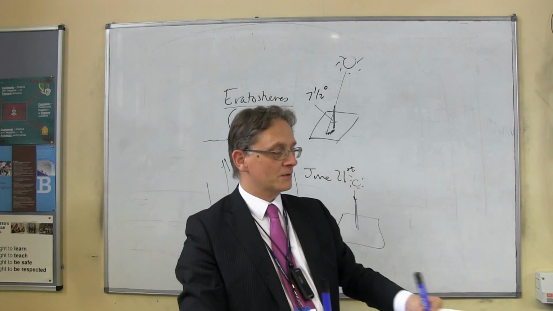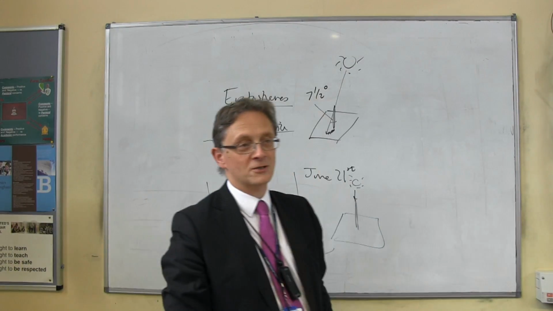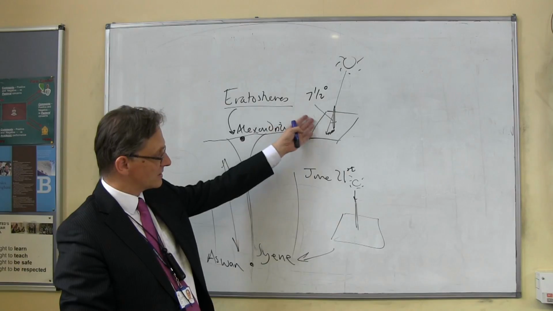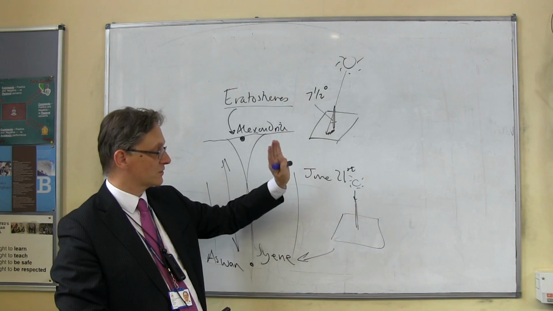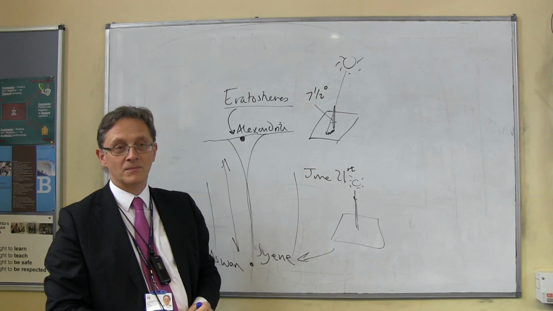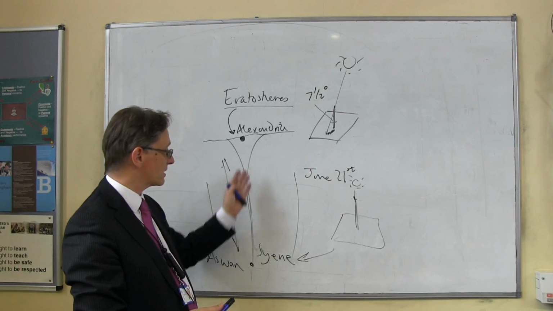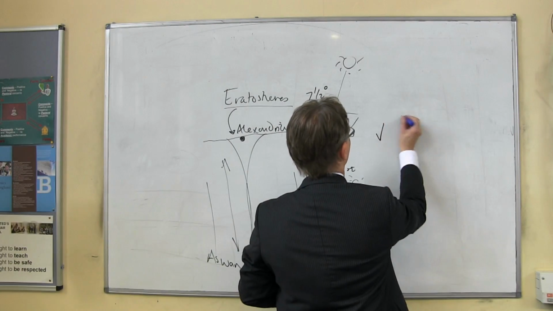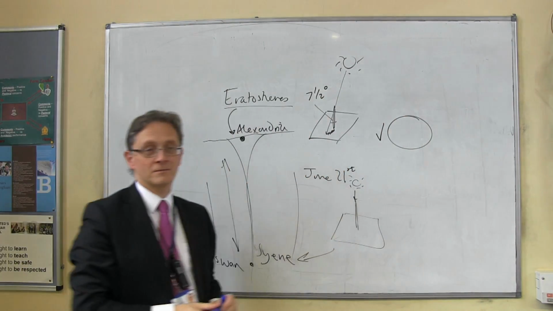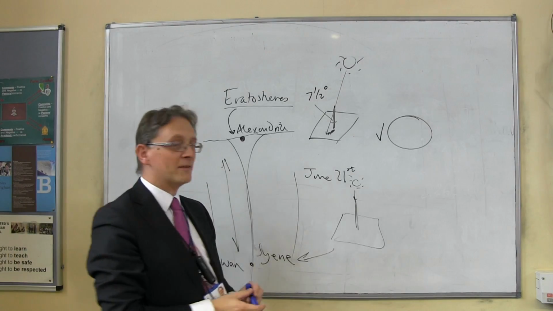Okay? So that was a really important observation. The observation that this happens and this happens at the same time, Midsummer's Day, 21st of June, you get this. You get no shadow in this place and you get a 7.5 degree shadow in that place. Eratosthenes has basically proved that the Earth is round. All right? You can't have a flat Earth.